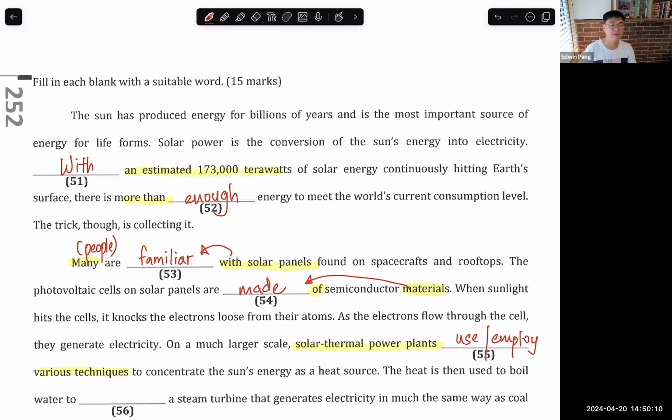So many people. So the moment you know that the many refers to people, it already limits many of your answers. You know it can't make sense if you're talking about build or have or something like that. You know it's wrong, right? Because it's many people are familiar with solar panels because they see them on spaceships and on rooftops. They are familiar with it because they see it there. Okay. So far, so good. Nobody else. Nice.